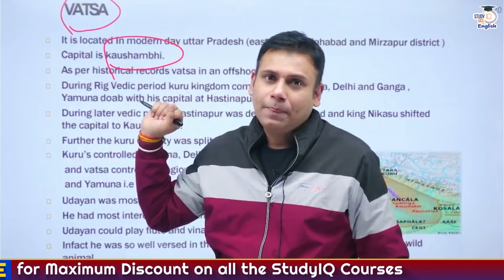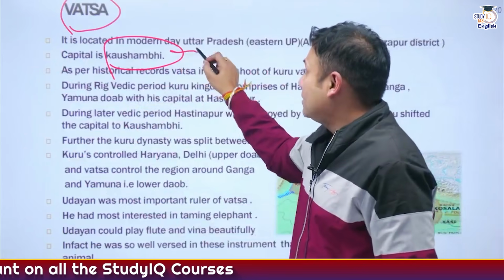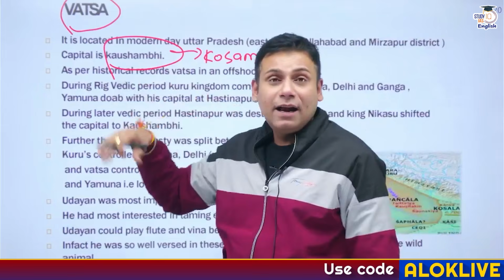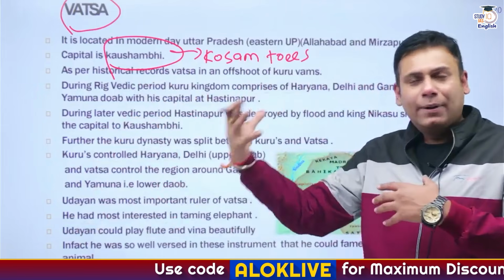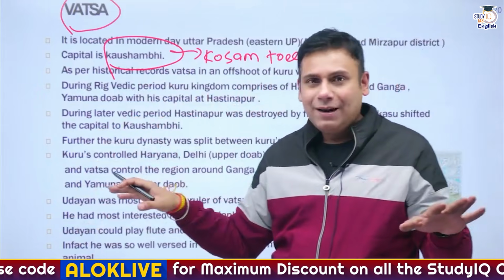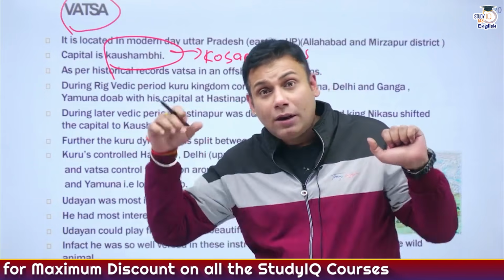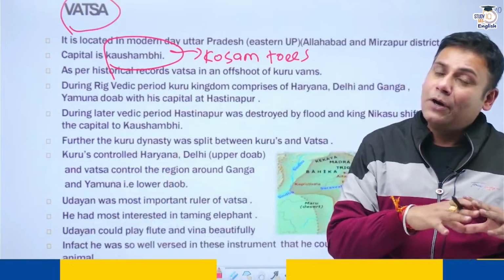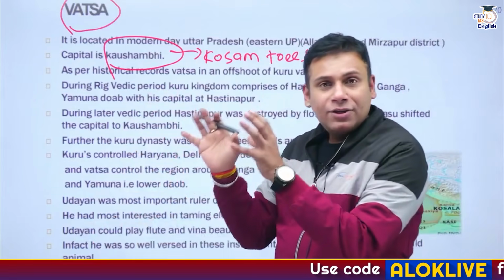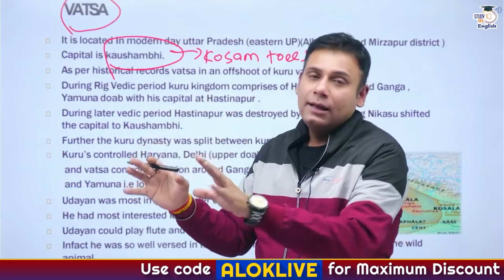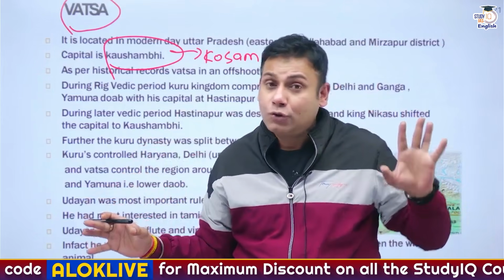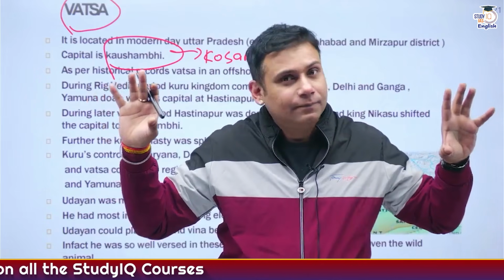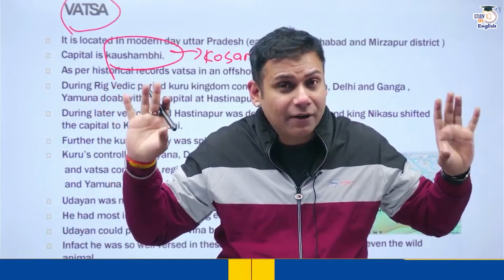Kaushambi basically means there are many Kausam trees in this region. The name Kaushambi is derived from Kausam trees. So he shifted the capital to Kaushambi. The situation got normalized in the region of Hastinapur. Now he again wanted to shift the capital back from Kaushambi to Hastinapur. But at this point of time, the people who were managing the administration in the region of Kaushambi said that now we want to get separated from you. So now Vatsa got separated from Kuru Mahajanpad. Story clear? Please do not get confused.